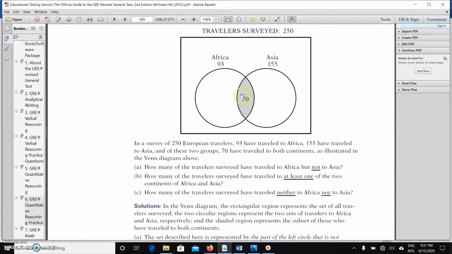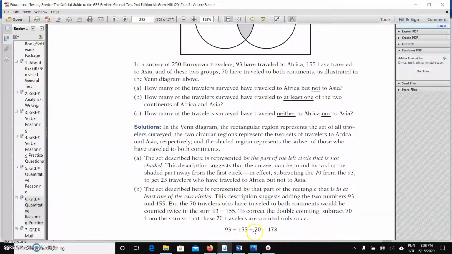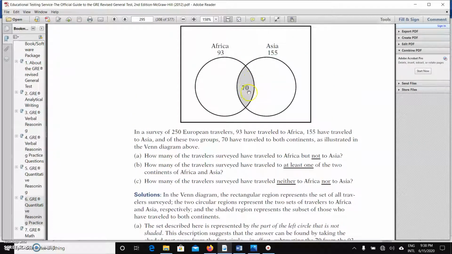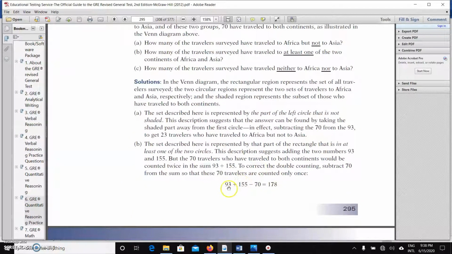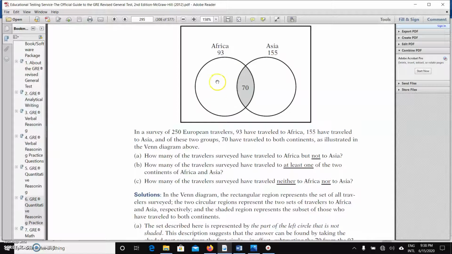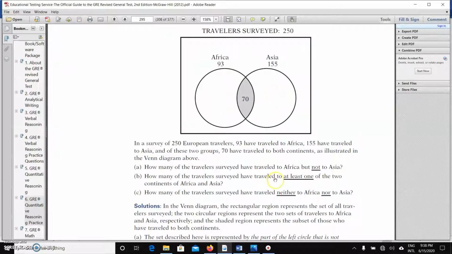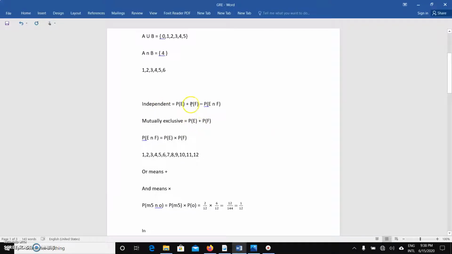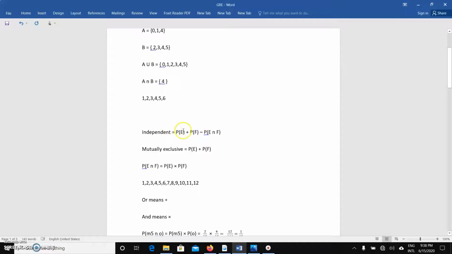But the way they did it here is that they added everything together: 93 plus 155 minus 70. For this 70, you have to remove it because you're going to count it twice. This 70 should have been removed from 93 or from 155. So the question is similar to those that have gone to Africa or Asia, like this formula I showed you here: P(E or F) equals P(E) plus P(F) minus P(E and F). That's what they did here.